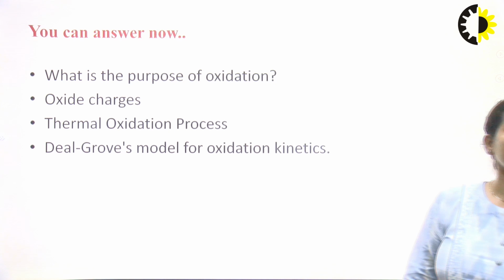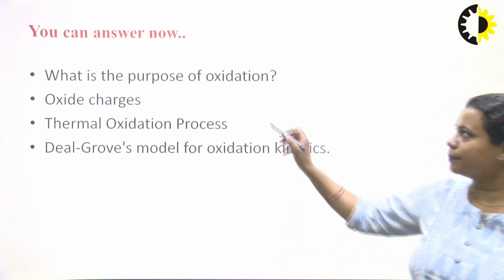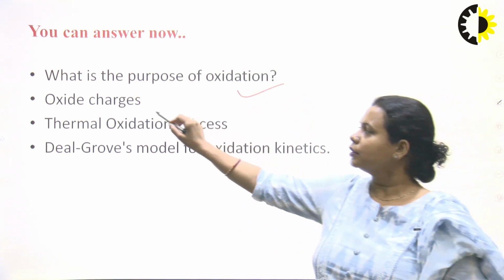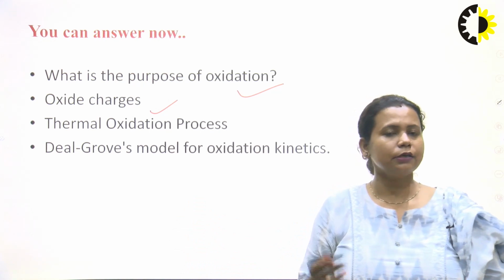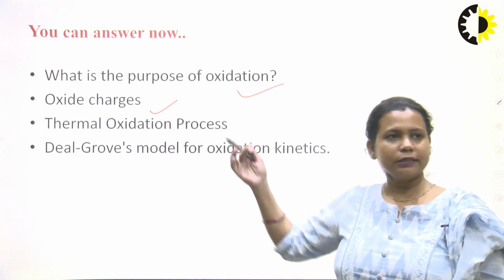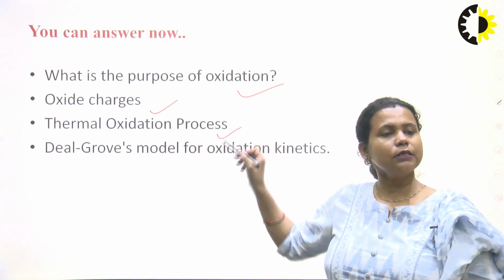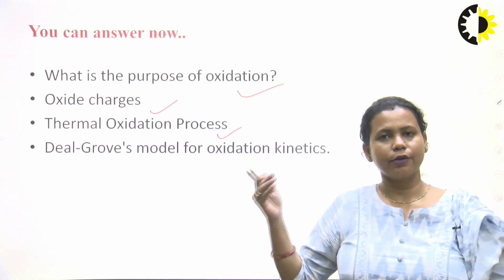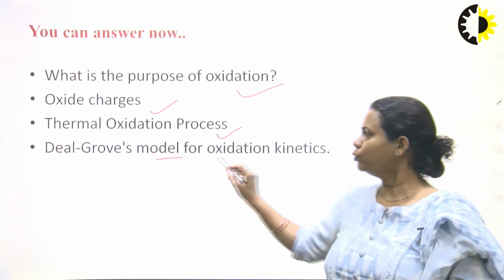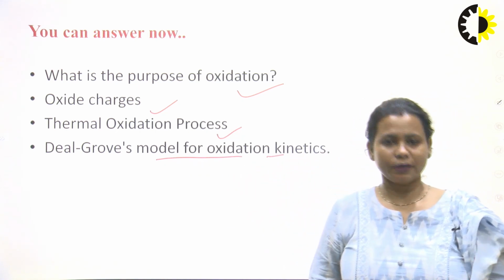So I hope today's lecture is clear to you, and you are able to answer what is the purpose of oxidation, and the significance of oxidation which I told. The different types of oxide charges are there: four oxide charges, QOT, QIT, QIM, QIF. These are the four charges that you can tell. Then the thermal oxidation process. In this, there are two types of process: dry oxidation and wet oxidation. Then we have the Deal and Grove model, that is for growth kinetics. So all these topics are very important.